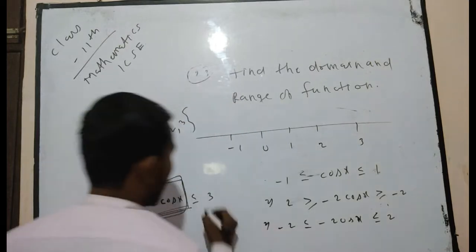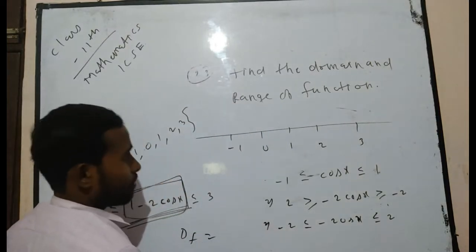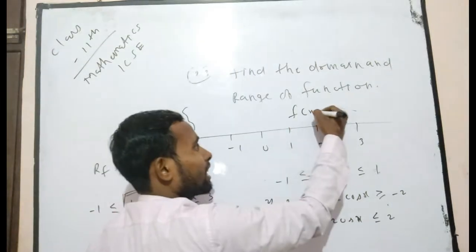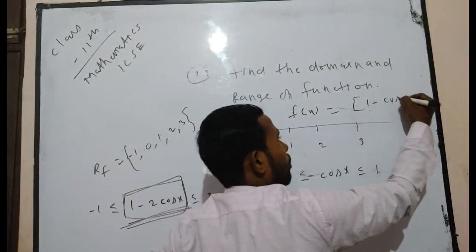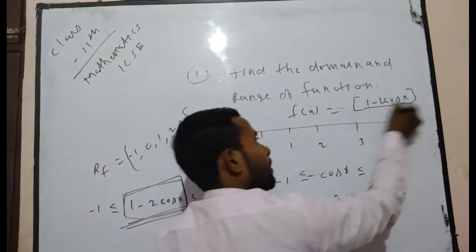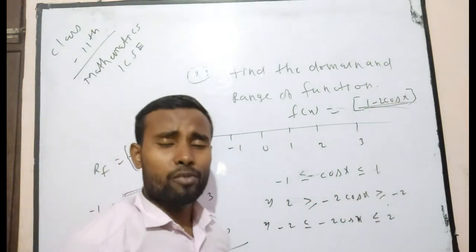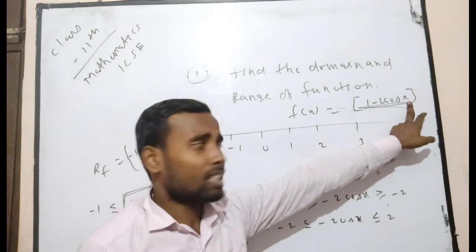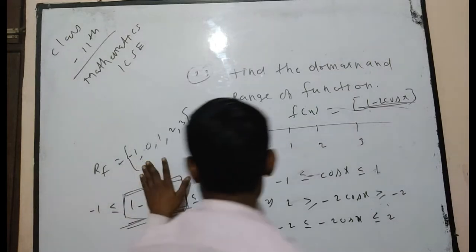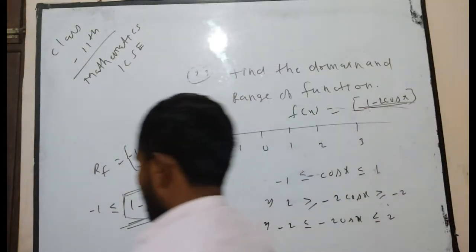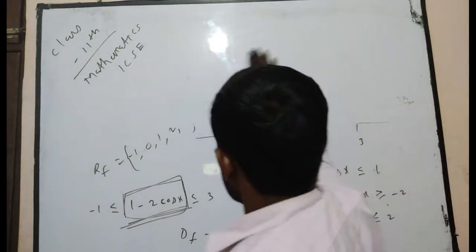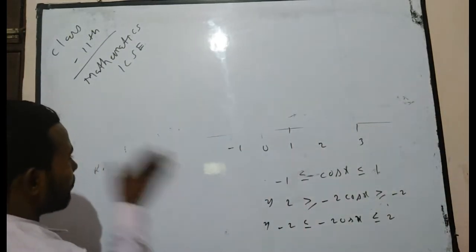If you want to find the domain of the function, then what will it be? The domain of the function will be all real numbers, because f(x) is equal to 1 minus 2 cos x, as I have already told. For each and every real value of x, it is completely defined. So the domain of this function will be all real numbers, and the range will be -1, 0, 1, 2, 3. I think you understand our matter, that is the importance of functions.